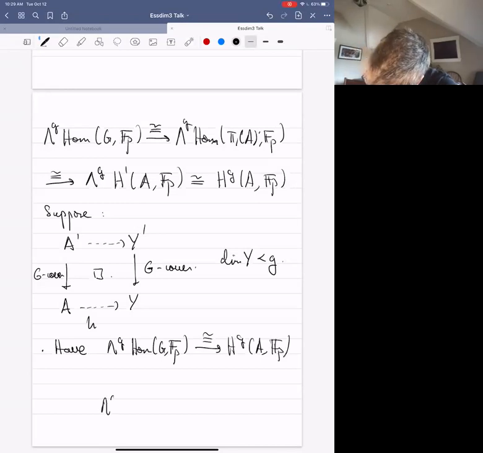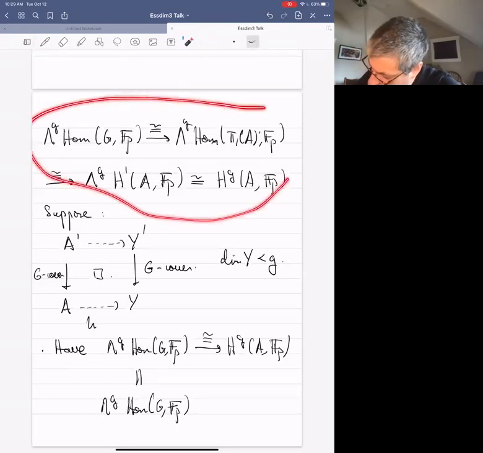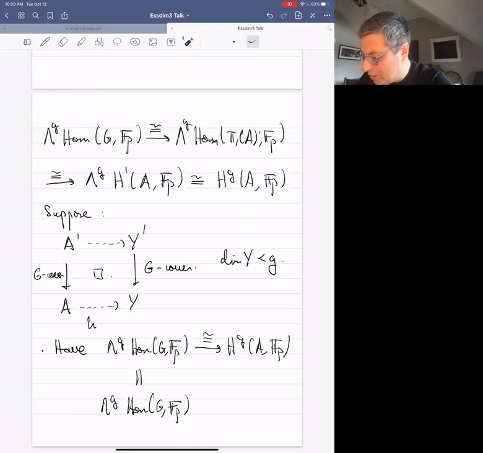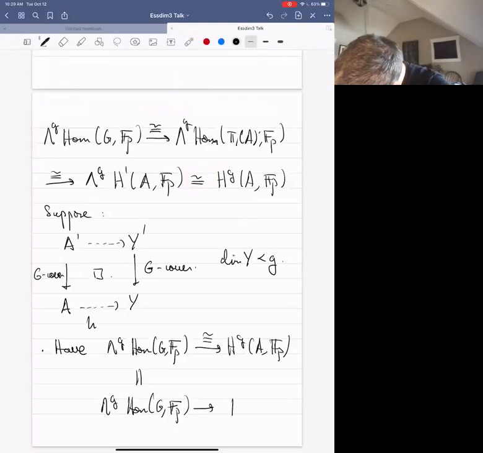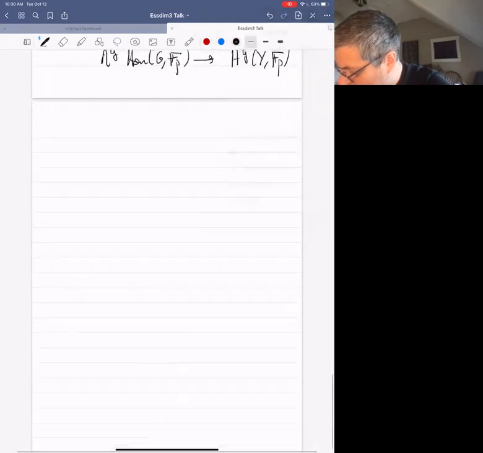Okay, and let me write this again. Now I remarked that this construction that we made here applies whenever I have a G cover, right? I didn't use anything here about abelian varieties, except at the very last stage. So I always have a map, right? So here I would also have a map to HG Y of FP. And then this diagram would commute by functoriality of the construction.